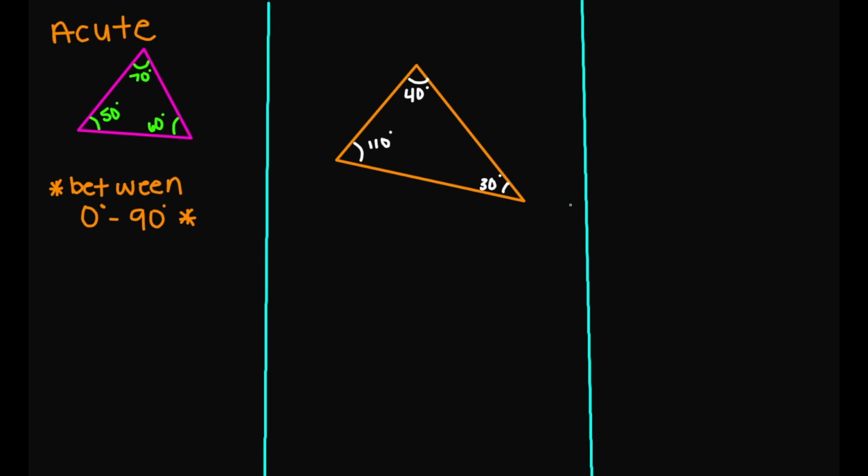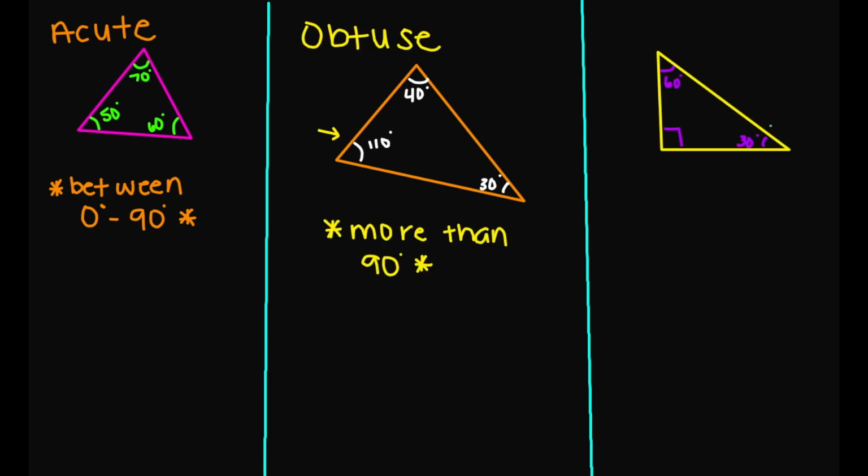If you have a triangle where one of your angles is greater than 90 degrees, so in this example here, we notice that one of my angles is 110 degrees, then this is going to be an obtuse triangle. And then if you have a triangle that has one right angle, then this is going to be your right triangle. So this is my right angle here, which measures 90 degrees. So this is going to be my right triangle.